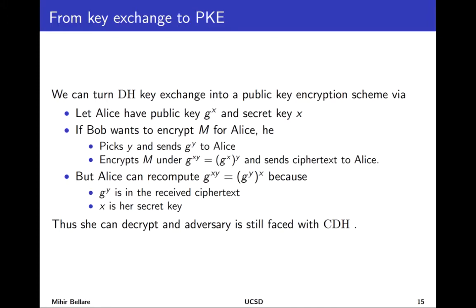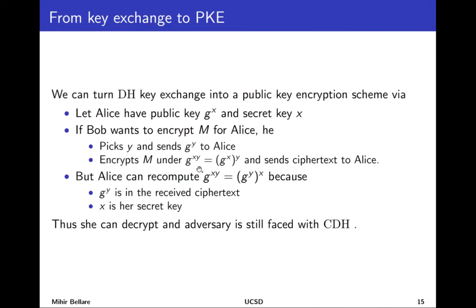If that's the case, then both of them are in possession of this quantity here. So even before Bob actually transmits g to the y, he knows that if Alice gets it, she would know this. So what he does is he encrypts the message under this. How do you do that? Well, you encrypt using some symmetric scheme, because in the end, both parties will have this object. So what he transmits then is g to the y and a ciphertext encrypting the message under this.